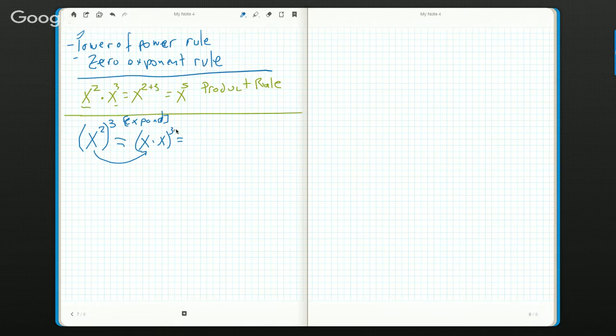So if we have x times x to the third power, we have x times x times x times x. We do it 3 times because that's what the definition of a power tells us to do. So we've expanded x squared, and then we're going to expand this 3 times because that's what it tells us to do. So now we have our answer, which is x times x 6 times, right? So we get x to the 6th power.